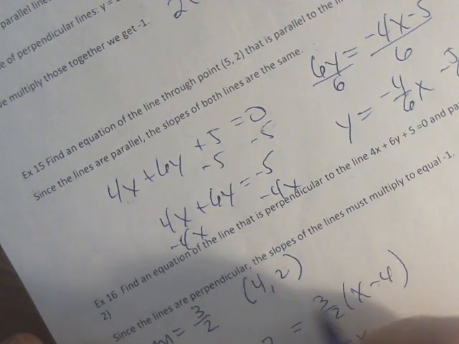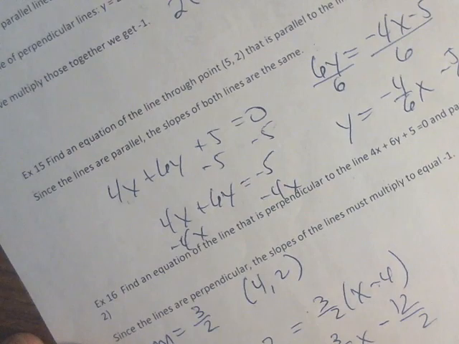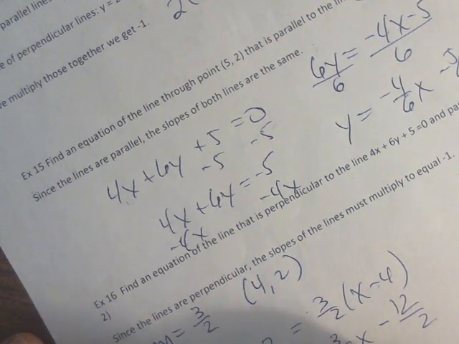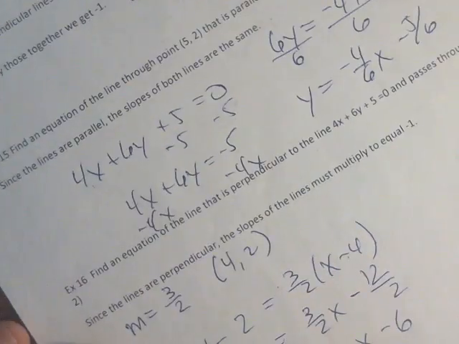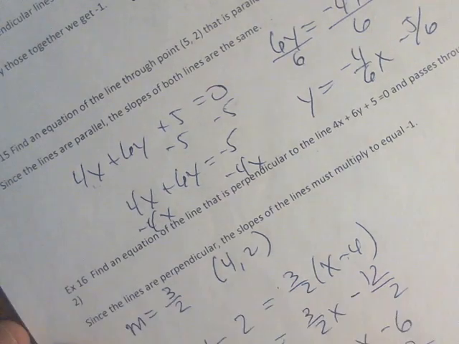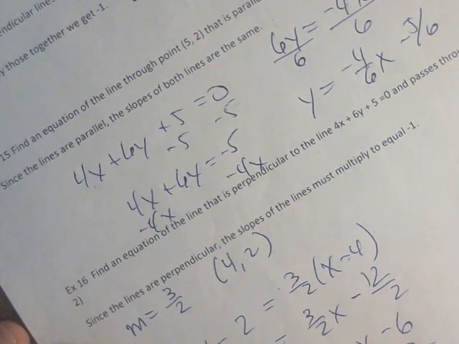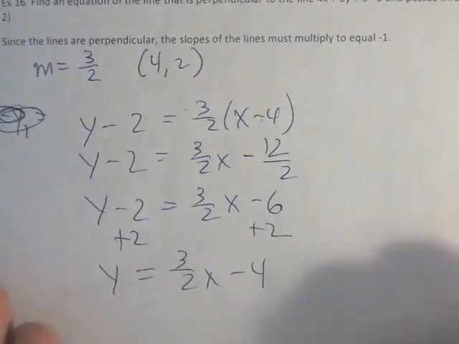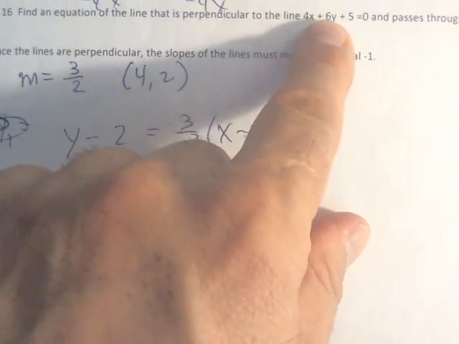Ooh, this is nice here, 12/2. Add 2 to both sides. So there you go. There is your line that's perpendicular to this line.